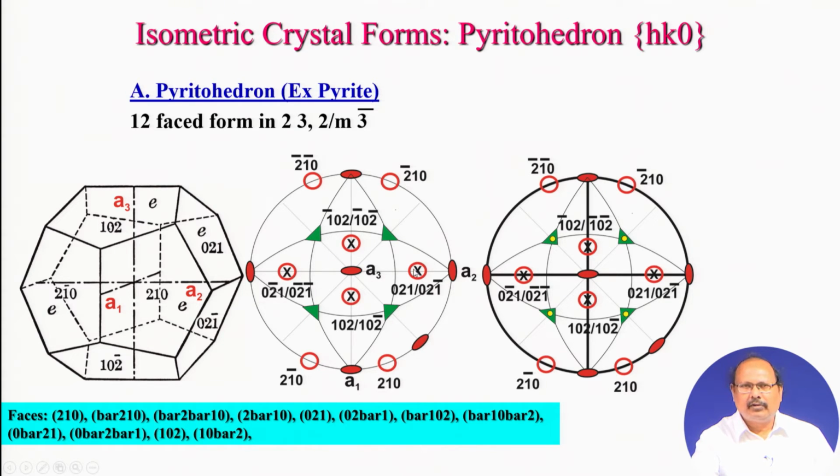Now, this point is 001 and this is 010. In between we have 011, and this open circle here lies between 011 and 010. So, it will be 021. When we have a positive value in the third position, the position of C, it means the face is intersecting the positive direction of the A3 axis here.